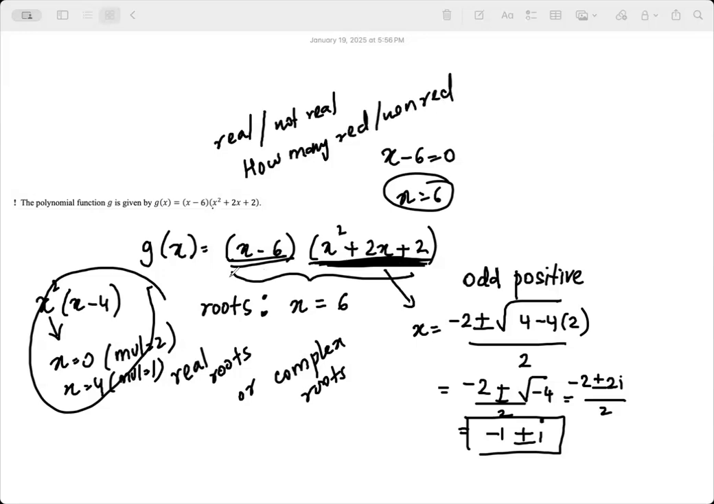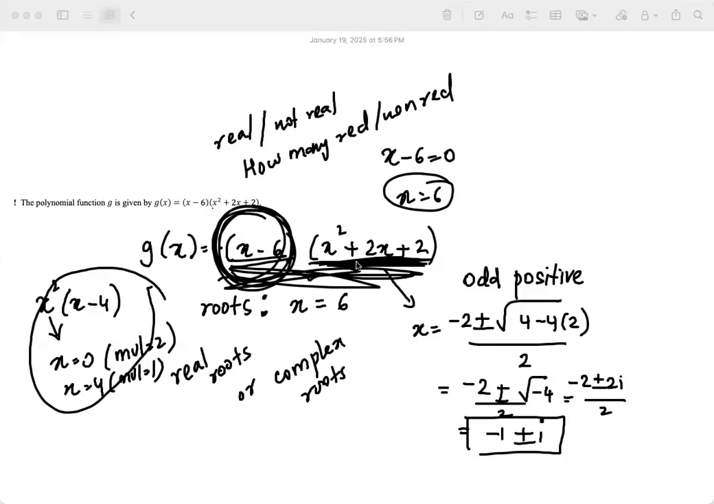So when you look at this polynomial given, there is one real root. But this one, as you see, it is an irreducible polynomial. You cannot factor it. So it will have complex roots, meaning complex numbers will be roots of the polynomial.